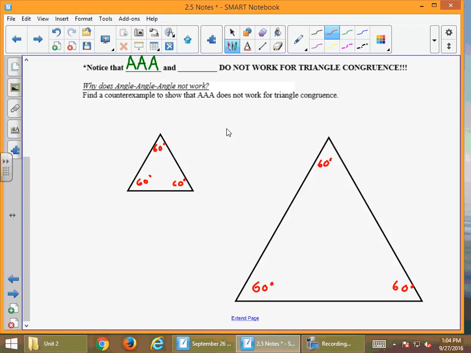Let me ask you, are these triangles congruent? They're not the same size, are they? No, they're the same shape. They're both equilateral triangles, but they're not the same size. Because of how angle, angle, angle works, I can change the dimension of the triangle. We will use this when we start talking about similar triangles. But as far as congruent triangles, AAA does not work.